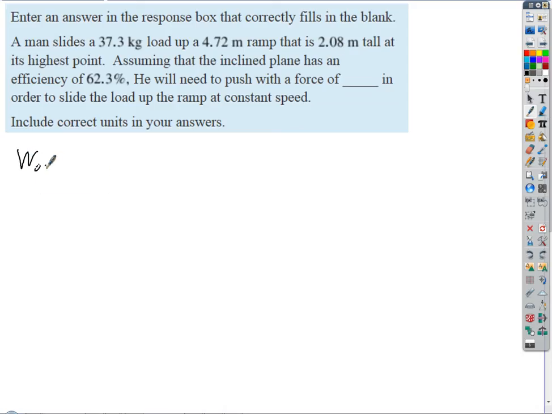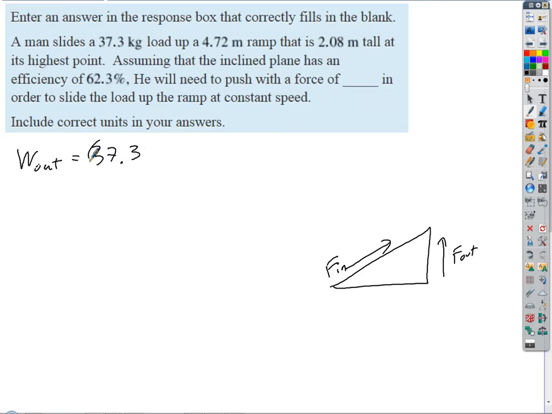Do you do diagrams to solve problems or not usually? I mean you could, but I don't think you really need to. You know what it's gonna look like, it's gonna be a ramp and you're just gonna be pushing the force. All it's gonna look like is this, right? There's the input force, there's the input distance, and this is gonna be the output force and the output distance, right? So the output work is gonna be 37.3 times 9.8, that's the weight, times gravity.